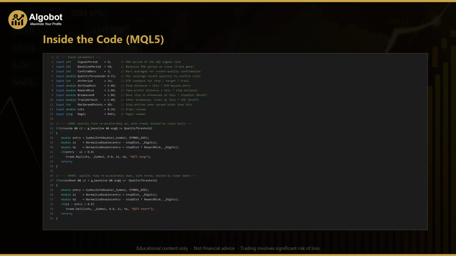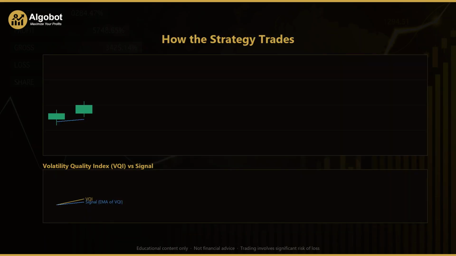This is educational only, so let's see it on a chart. Let's bring it all together on this illustrative chart. Across the top, you can see the price candles with the baseline moving average drawn as a line beneath them. In the lower panel, the gold line is the Volatility Quality Index, and the blue line is its signal, the exponential moving average of that VQI. Watch how the two lines interact, because their crossings are the heart of every decision.